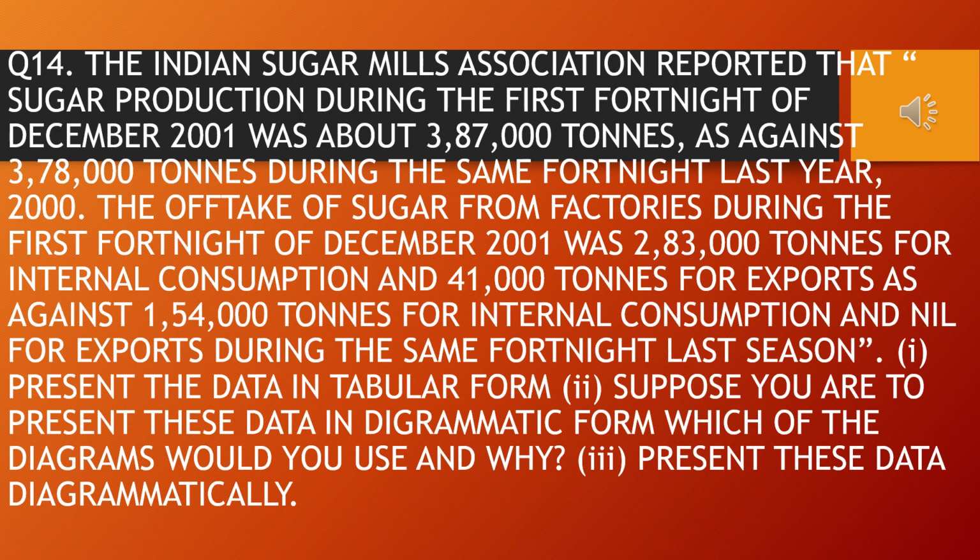Now, question number 14 says the Indian Sugar Mills Association reported that sugar production during the first fortnight of December 2001 was about 3,87,000 tons as against 3,78,000 tons during the same fortnight last year, 2000. The offtake of sugar from factories during the first fortnight of December 2001 was 2,83,000 tons for internal consumption and 41,000 tons for exports, as against 1,54,000 tons for internal consumption and nil for exports during the same fortnight last season. The first question is: present the data in tabular form.